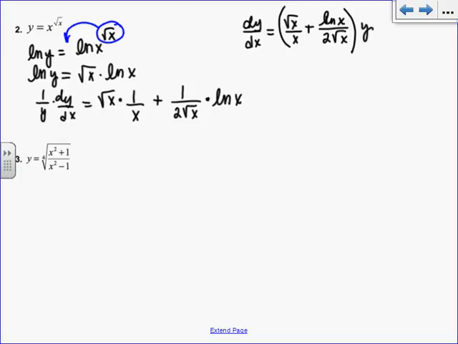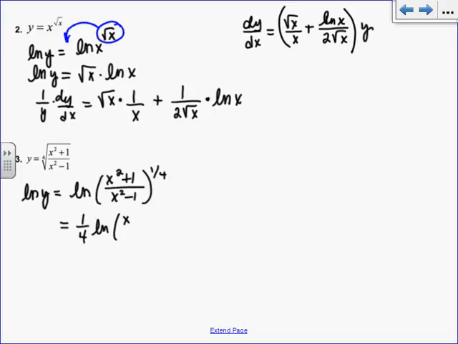All right, and the very last one. So if I take the natural log of both sides, I bring the 1/4 to the front. All right, and I'm going to break apart that natural log. I don't want to have to do the quotient rule to take the derivative of that inside, right? I don't want to do that. So I'm going to break it apart.